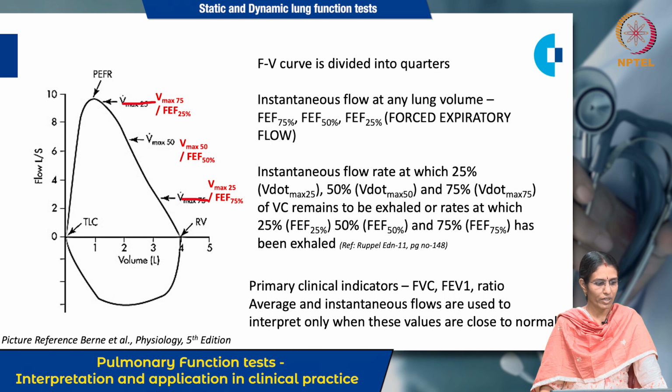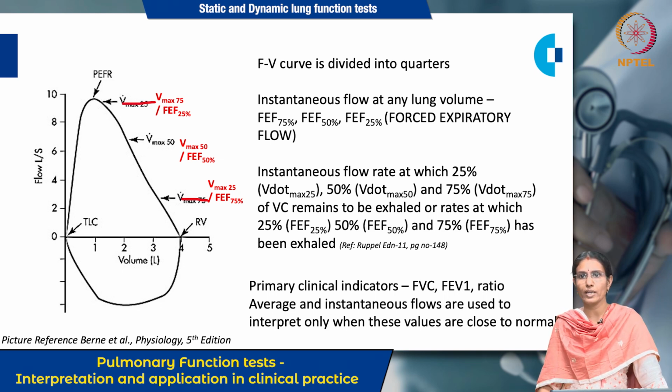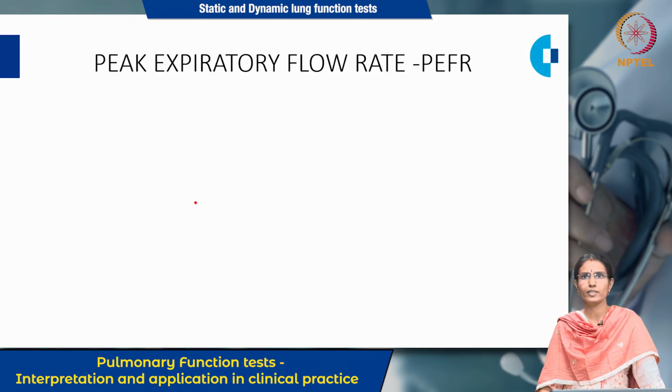Here the flow volume curve is divided into quarters, and then instantaneous flow at any lung volume can be measured. So it is the instantaneous flow rate at which 25%, 50% and 75% of vital capacity remains to be exhaled. And how are these used clinically to interpret? These instantaneous flows, just like the average flow, are not used independently to interpret. They are used only along with the FEV1 by FVC ratio. Only when these ratios are close to normal or there are borderline reductions, these values are helpful in interpreting obstruction.